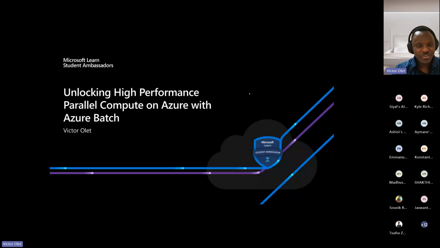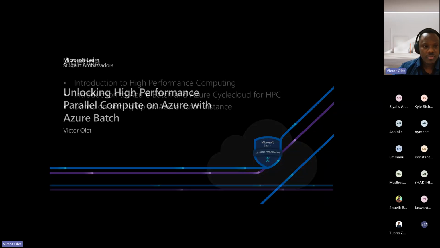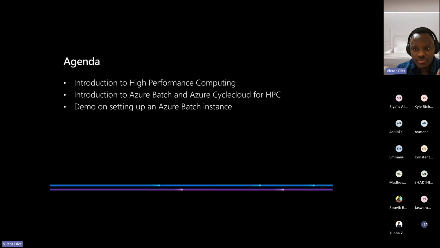Okay, so my session is titled Unlocking High Performance Parallel Compute on Azure with Azure Batch. Now, I don't know how many of you are familiar with high performance computing, so that's something I would like to delve a little bit into. From the intro, I'm going to introduce high performance computing. Before we go to Azure, I'm going to spend a little bit of time talking about high performance computing in general, and then we'll go to how high performance computing is done on Azure.